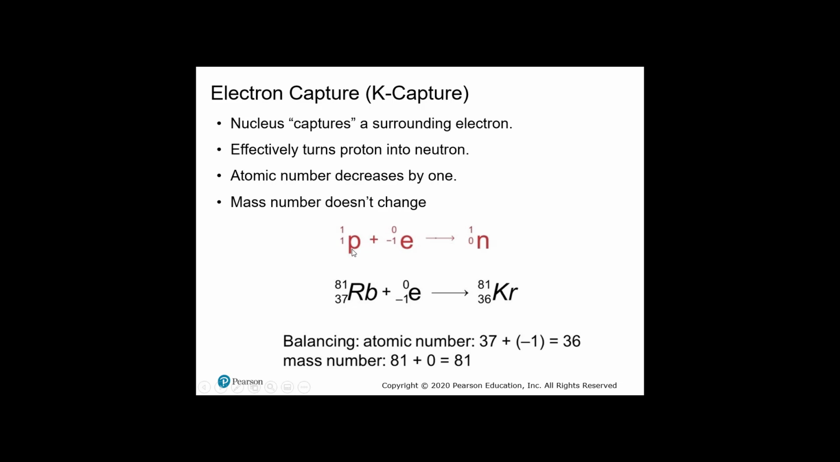So here is another example. I have found a general formula for it to show you. And the balancing atomic number is 37 minus 1 is 36, 36 on this side. Balance mass number is 81 and 81. So the nucleus captures the surrounding electron from the inner core. The electron effectively turns a proton into a neutron. Atomic number decreases by 1, but the mass does not change.